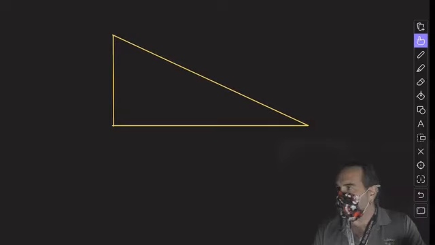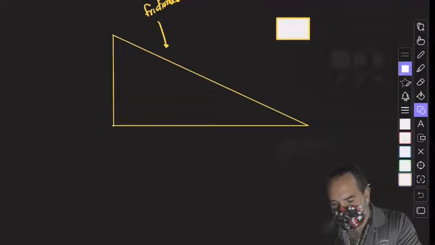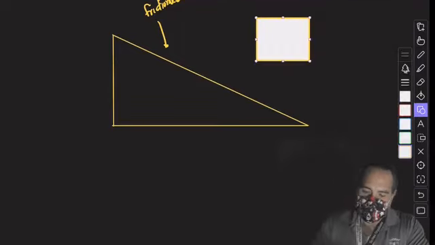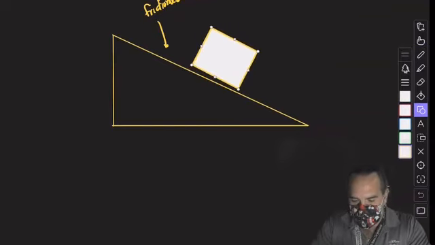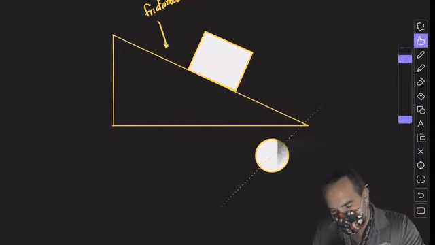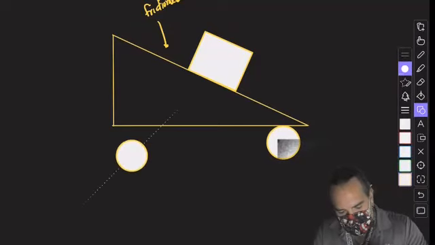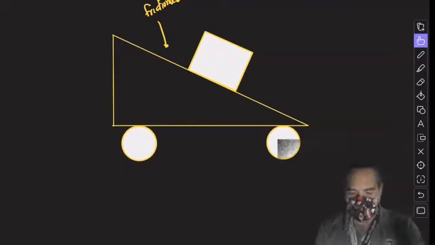I have a ramp, a frictionless ramp, your favorite kind. And I have a box that I'm going to put on the frictionless ramp. No big deal, except now I'm going to put the frictionless ramp on wheels. That's right. The frictionless ramp is now on wheels.